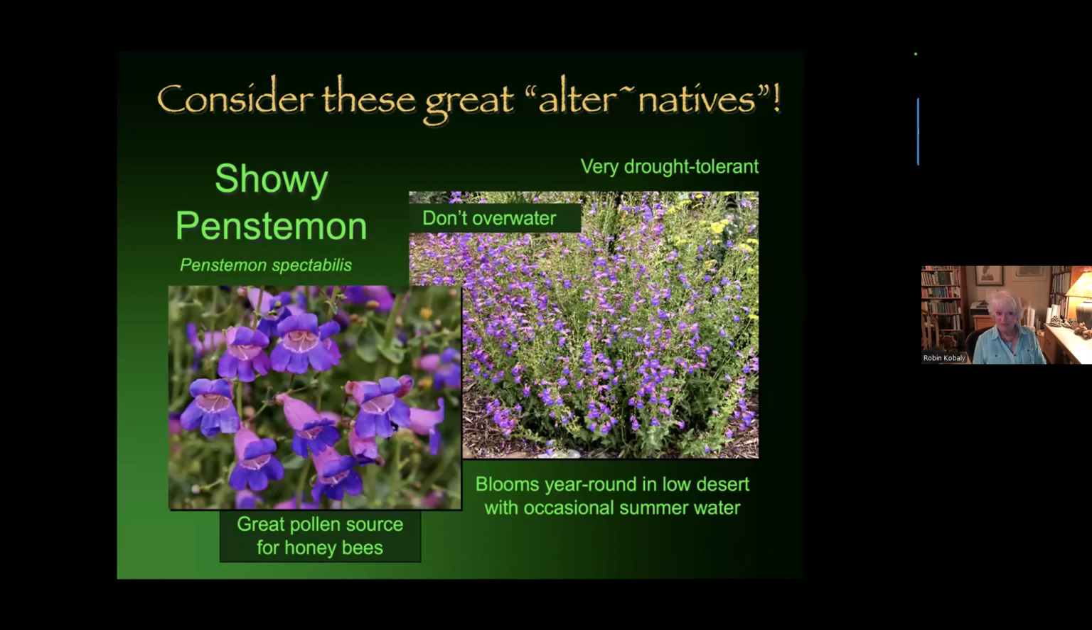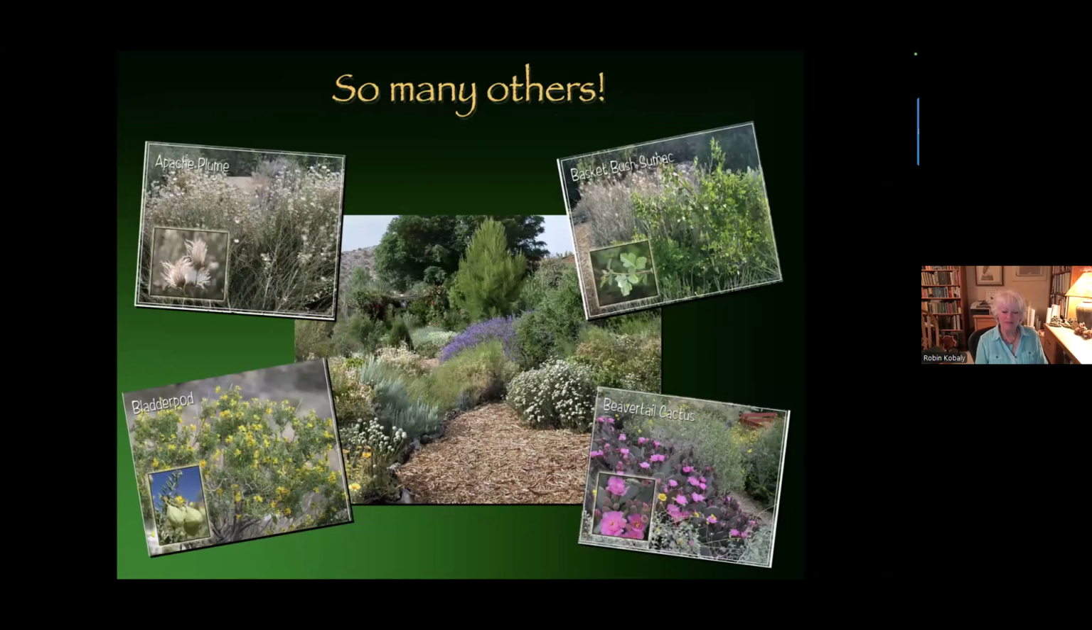Also, there's showy penstemon, Penstemon spectabilis. It's another one that's very drought tolerant, and you have to be careful not to overwater it. Another great source of pollen for honeybees. In low desert applications, it can bloom all year with just occasional summer water. But when it freezes, it'll stop blooming here in our high desert.